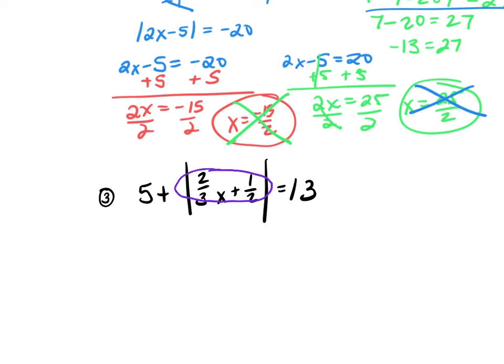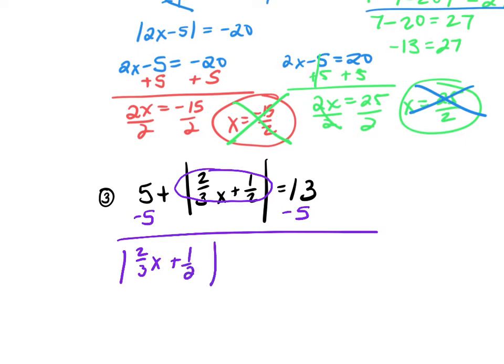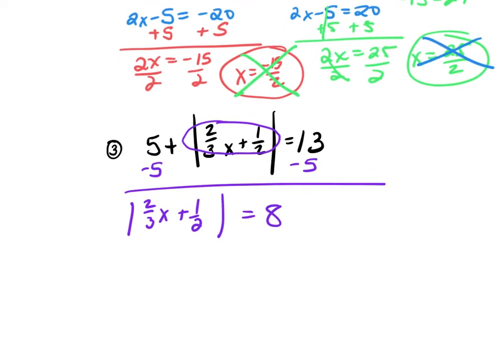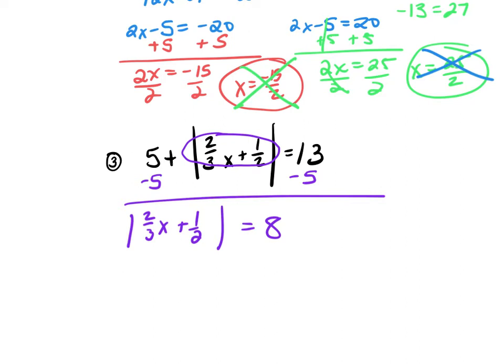So the first thing I'm going to do is subtract 5 from both sides. So I have the absolute value of 2/3 x plus 1/2 equals 8. My absolute value is alone, so now I can split this up into 2 different equations. Remember, when we split them up, you change the sign of the answer. You have one that's positive, one that's negative. So I have 2/3 x plus 1/2 equals negative 8.